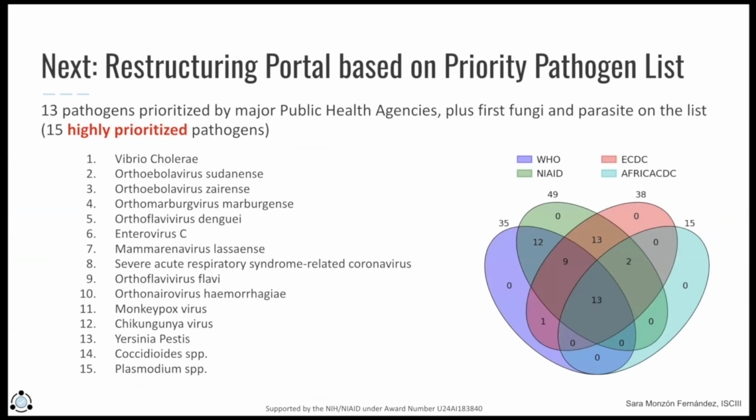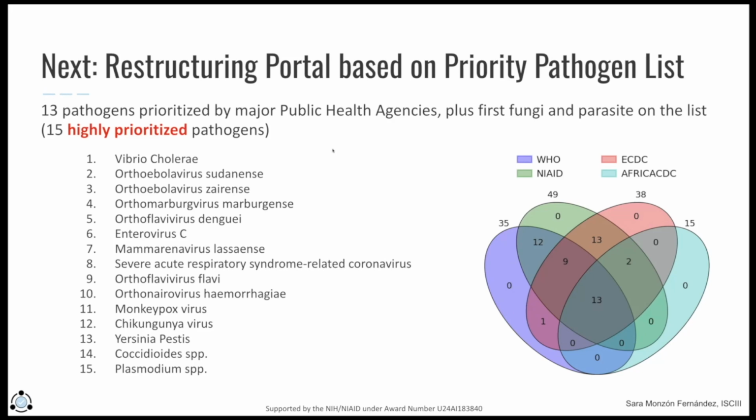So now we move on to immediate short-term plans. We are planning a major restructuring of the pathogens portal based on the priority pathogen list, which has been recently compiled by Sarah Monson and colleagues, and which combines the priority lists from major public health agencies and aims to cover both priorities, but also a breadth of different pathogen types.